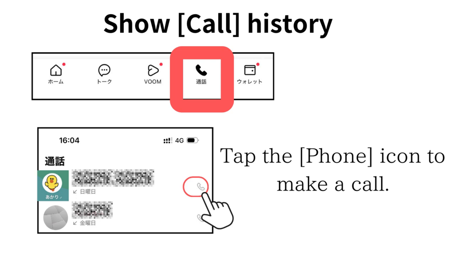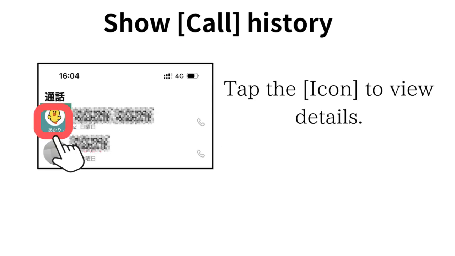On the home screen, you will see the call icon at the bottom. Tap this call icon. When you tap it, a screen like the one below will appear. Tap the phone icon to make a call. Tap your friend's icon.